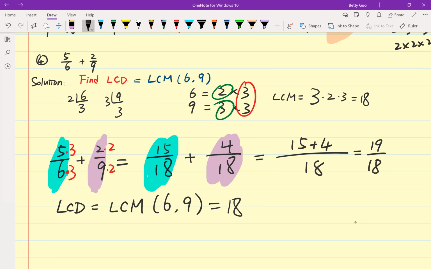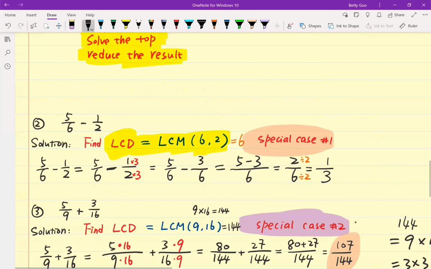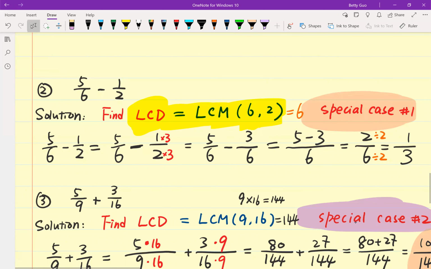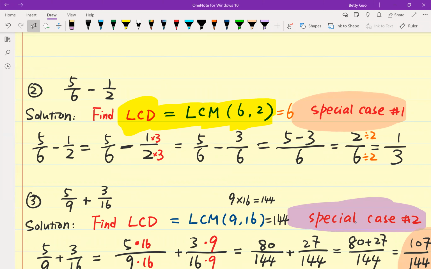Let me go over those examples. Those are 4 examples about addition and subtraction of fractions, okay? They have different purposes. The first problem is when the two fractions have the same denominator, when we add or subtract. Not multiply or divide, okay? We are done with multiply and divide. So when we add or subtract, if they have the same denominator, simply keep the bottom, solve the top, reduce the result. That's the first example. If they do not have the same denominator, we will have to find their least common denominator, which is the least common multiple of the two denominators.